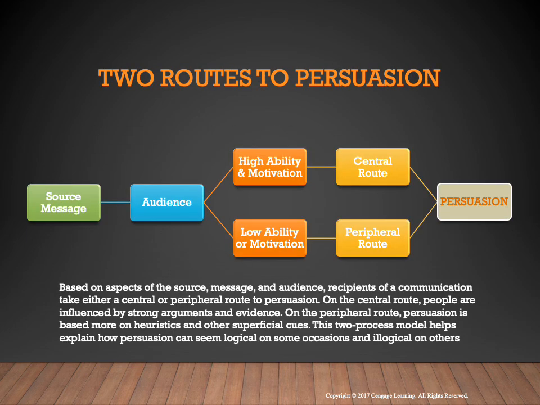Two routes to persuasion. How does it really work? Let's take a look at this diagram to compare the process of the two routes of persuasion. Based on the aspects of the source, message, and the audience, recipients of a communication take either a central or peripheral route to persuasion. On the central route, people are influenced by strong arguments and evidence, and on the peripheral route, persuasion is based on heuristics and other superficial cues. This two-process model helps explain how persuasion seems logical on some occasions and illogical on others.